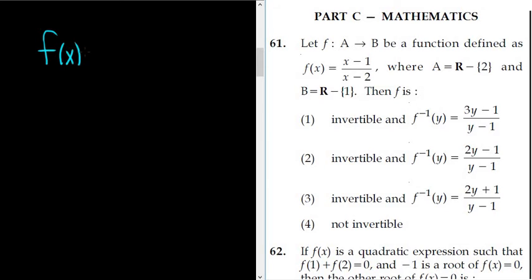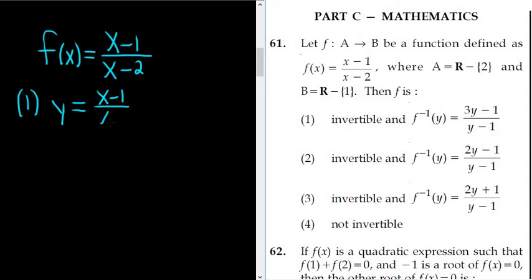So f of x is equal to x minus 1 over x minus 2. To find the inverse, the first thing we do is replace f of x with y. So y is equal to x minus 1 over x minus 2. Normally we would switch the x and the y and then solve for y. However, here all of the choices are functions of y. So all we have to do now is solve this equation for x.